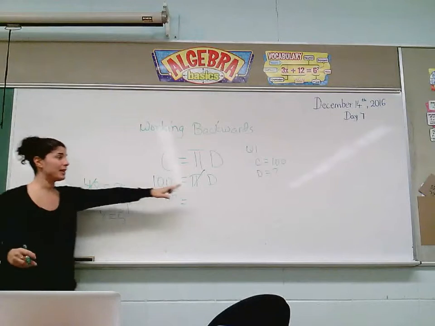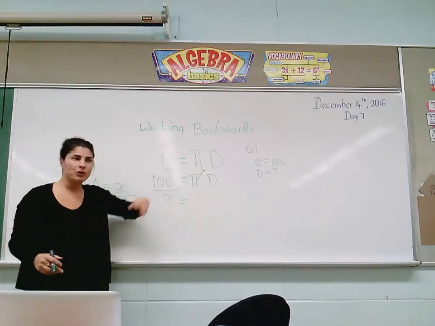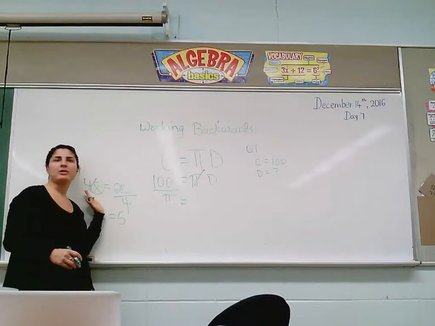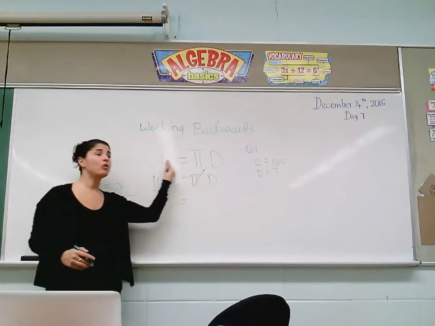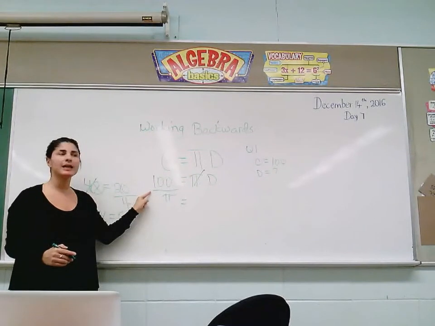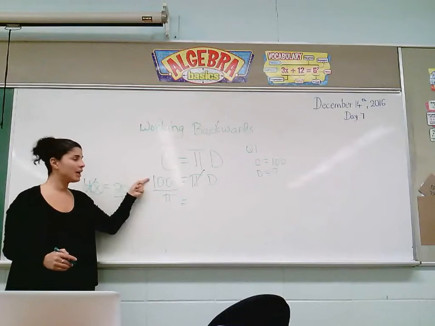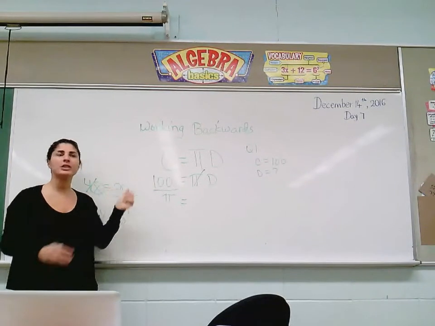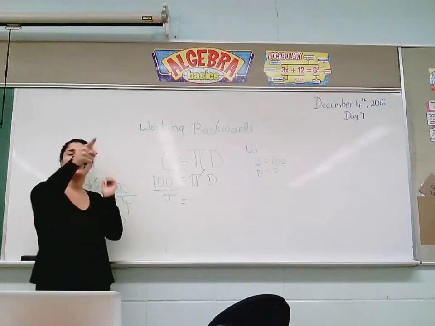Well, the same thing here. To get d by itself, just like we had to get x by itself, since they are being multiplied, we bring it over to the other side of the equal sign as a division. What's this line? It's a division line. This is 100. Take out your calculators. 100 divided by 3.14.